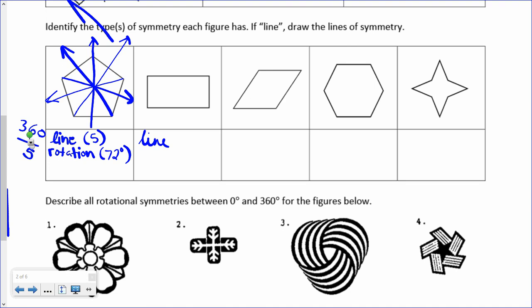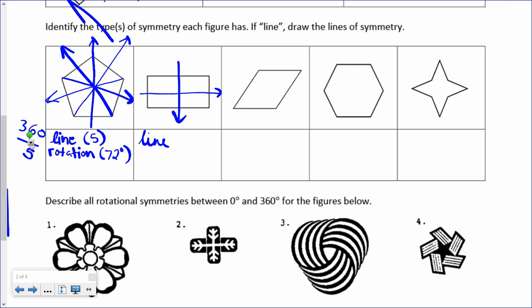Hold on, we're still working on line. I need to know where the lines are. You can fold it in half vertically and horizontally. You cannot fold it in half diagonally. If you take your piece of paper, this is a rectangle, right? If you try to fold it and get these two to land on top of each other, it goes all cattywampus. So you can't do that with a rectangle.